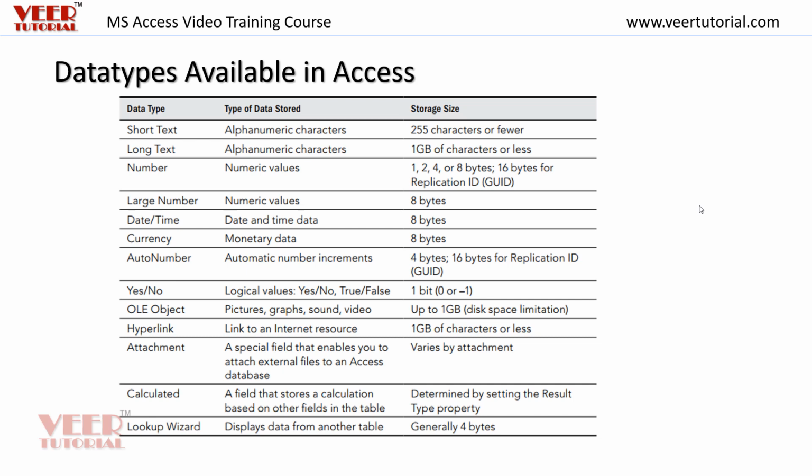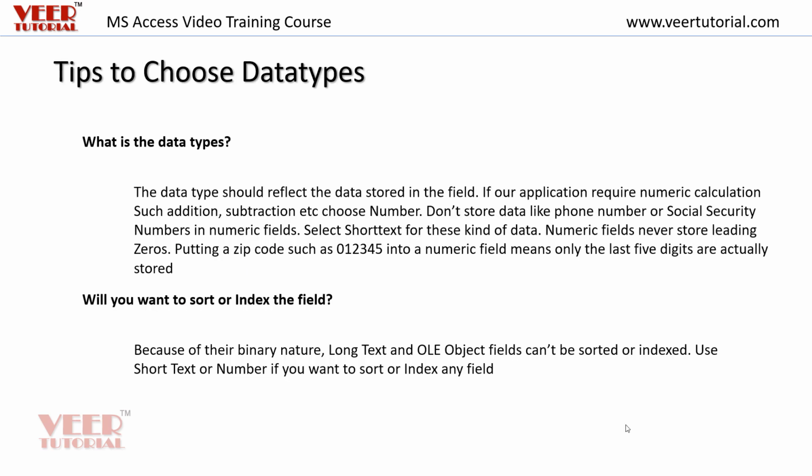Now I will give you some tips for selecting the correct data type for the values. What is the data type? The data type should reflect the data stored in the field. If our application requires numerical calculations such as addition, subtraction, etc., choose numbers. Don't store data like a phone number or social security number in a numeric field. Select short text for these kinds of data.